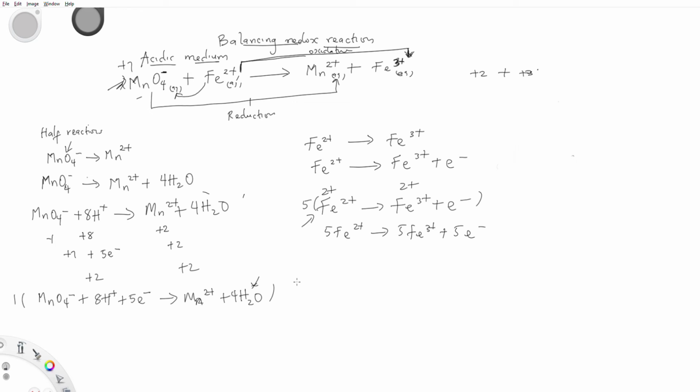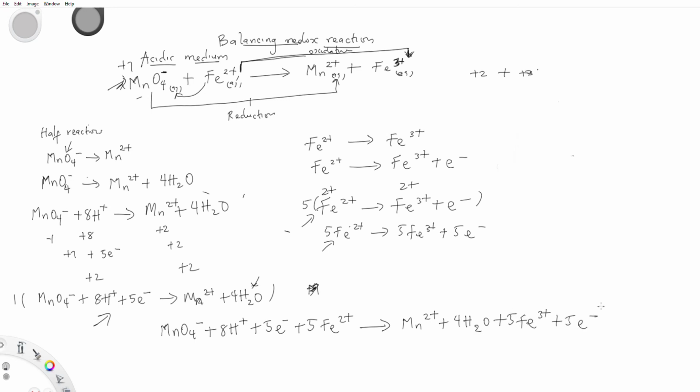So we can then combine these two equations. At the end of the day, you have MnO4 minus plus 8H plus 5e minus plus 5Fe2 plus. As I've written this side and this side, now we need to write the other side. Mn2 plus 4H2O plus 5Fe3 plus 5e minus.